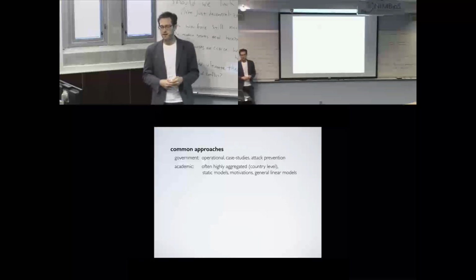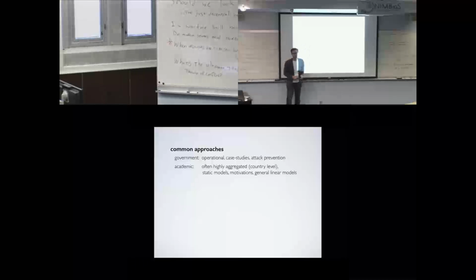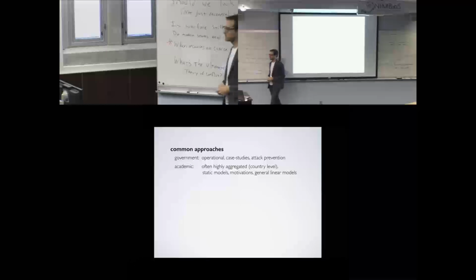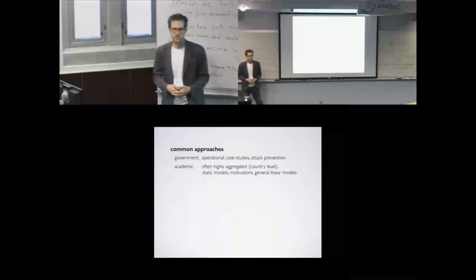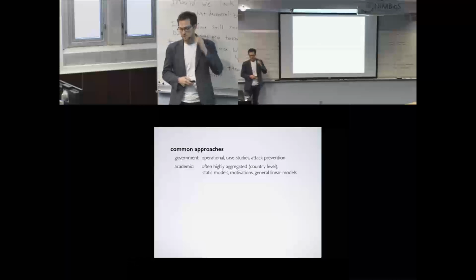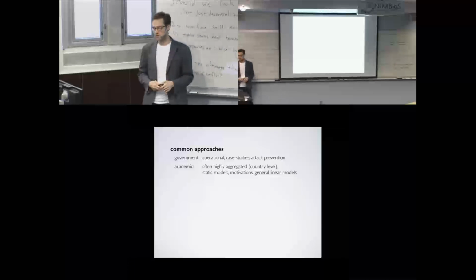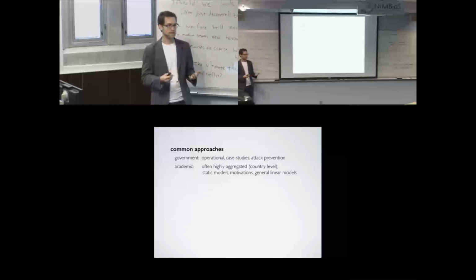On the academic side, it's quite different. We want to care about the question of why. Typically, the studies are focusing on highly aggregated things, thinking about country level, what leads a conflict to have actors that use terrorism as a strategy. Often we look at static models instead of dynamic models. There's a big focus on motivation, so why do people use this tactic in general? Of course, when it comes to the data, people use the general linear model for the analysis, and sometimes game theory to do formal modeling.